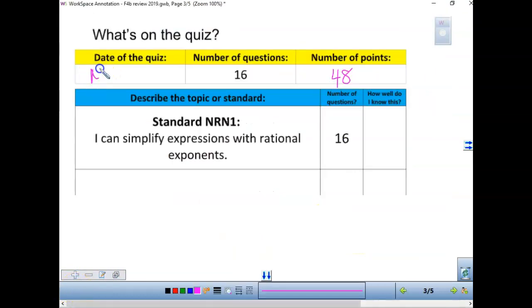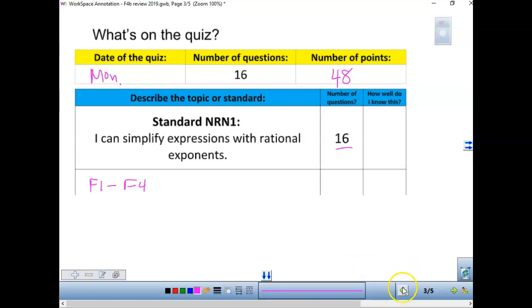This is Monday. It's supposed to be Friday except for a snow day. So the quiz is Monday, there are 16 questions on it. There's no other way to tell you what you're going to see than it's going to be pretty much from F1 through what we just did on F4. The problems from the book. There is a worksheet.